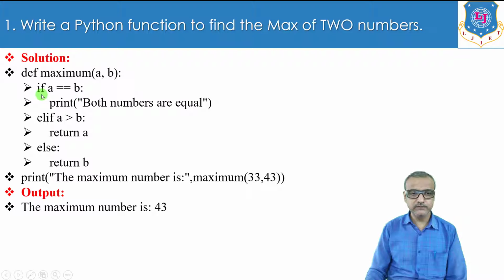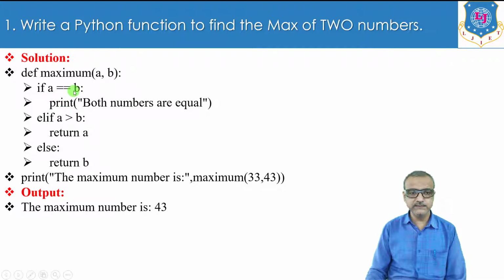Then after that we will check if a equals b. It means if both numbers are the same, then print both numbers are equal. And if a is greater than b, then return a. It means in this case a is the maximum number among the two numbers. Else return b. It means b is the maximum number.